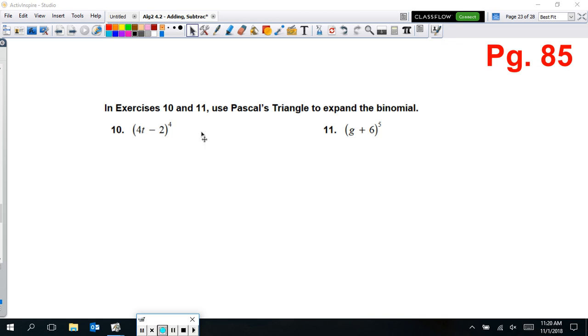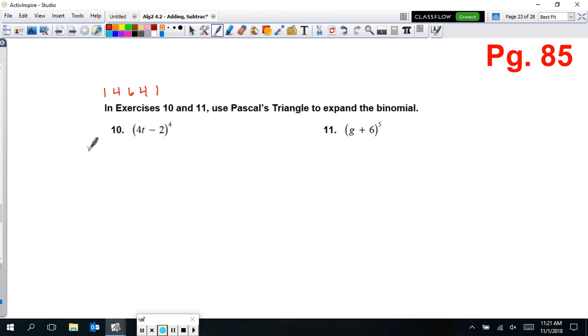Okay, so looking at page 85, numbers 10 and 11, this one's got an x to the 4th power here. So we need to know, first of all, what those Pascal numbers are going to be. If you look at your Pascal triangle, when it's to the 4th power, you're going to use these numbers. I'll just put them up here. It's 1, 4, 6, 4, and 1. So those 5 numbers, I should say. It's always going to be 1 more than the exponent number you have.